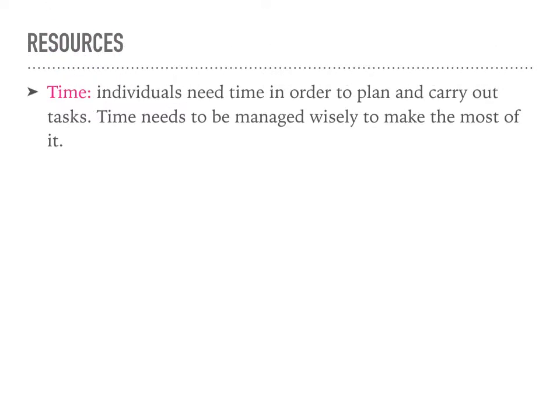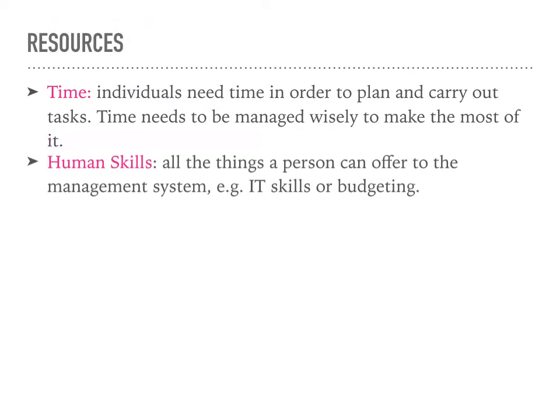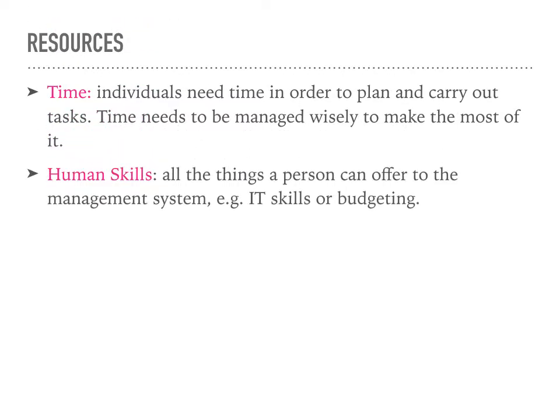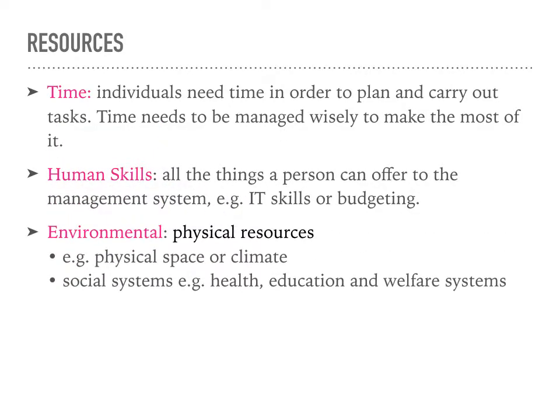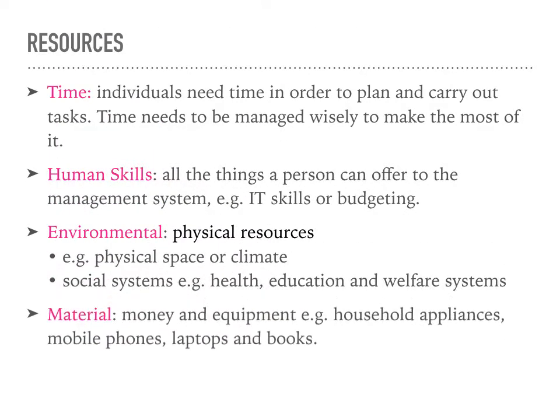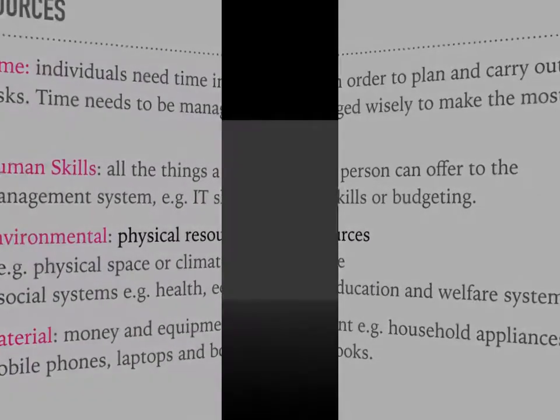The resources then. Time. Individuals need time in order to plan and carry out tasks. Time needs to be managed wisely to make most of it. Human skills, all of the things a person can offer to the management system. Environmental things would be the physical resources that we use, like space. And our material resources would be the money and equipment that we may use to achieve a task.